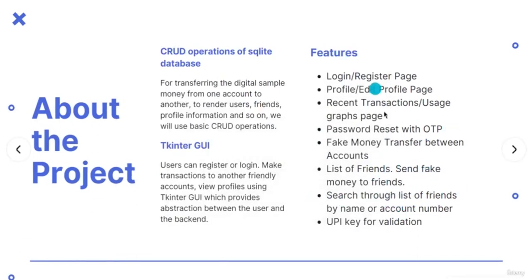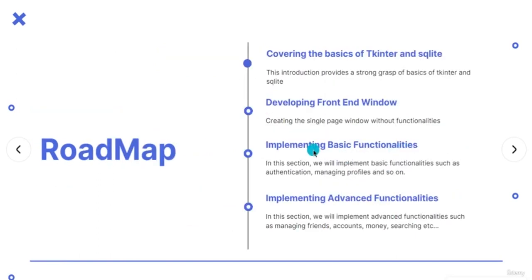So searching friends and the payment validation, yeah, everything I showed you. Now I'm going to show you exactly how we are going to finish this project. First I'll be covering the basics of Tkinter and SQLite. Here we will cover some of the widgets and SQLite CRUD operations that are needed for the project. And as the project progresses, I'll show you the remaining bits where some other types of widgets will be useful.